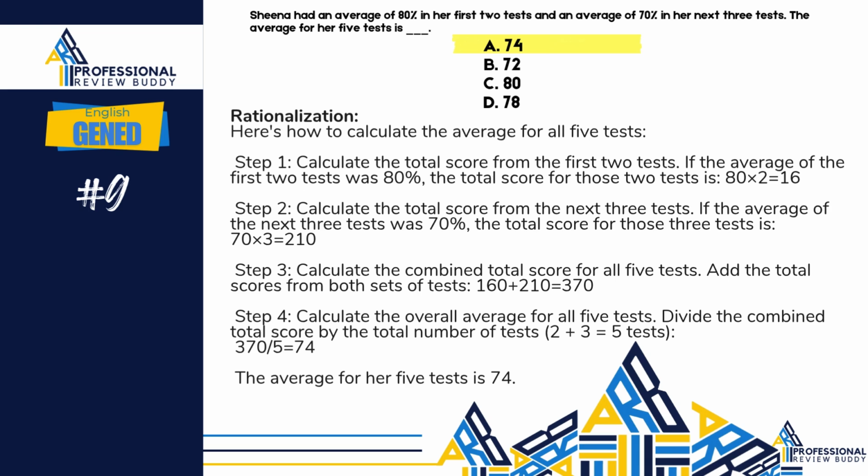Step 3. Calculate the combined total score for all 5 tests. Add the total scores from both sets of tests. 160 plus 210 equals 370. Step 4. Calculate the overall average for all 5 tests. Divide the combined total score by the total number of tests. 2 plus 3 equals 5 tests. 370 divided by 5 equals 74. The average for her 5 tests is 74.